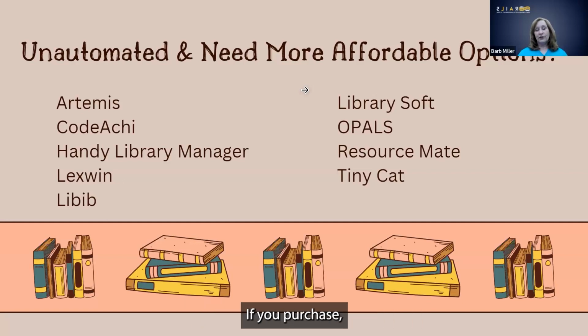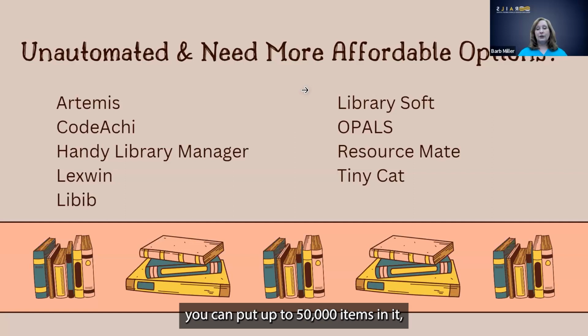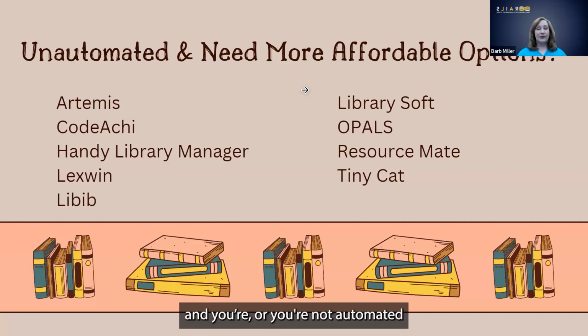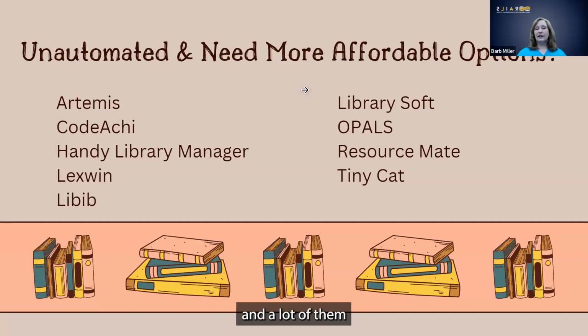If you do the purchased one, you can put up to 50,000 items in it, which is, I don't know, too many school libraries that are going to exceed that. You have an OPAC, but you can't run inventory. So what I would suggest if you're looking at something that's lower cost and you're not automated and you'd like something, is just go to their sites, talk to their representatives, and a lot of them will give you free demos and just kind of see what will work for you, what will work for your library.